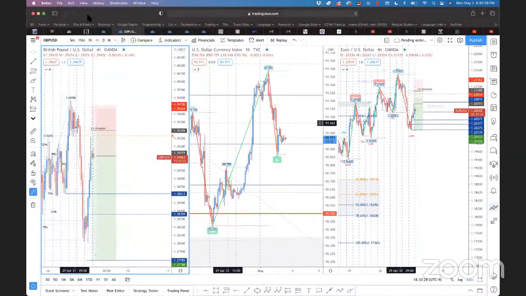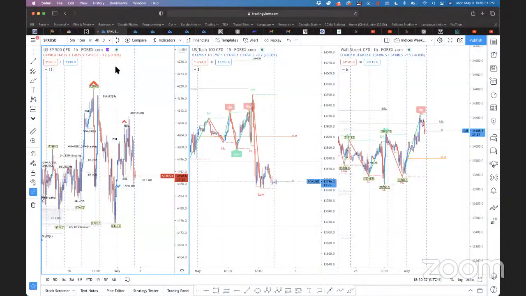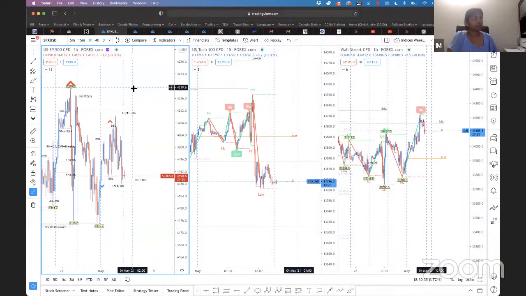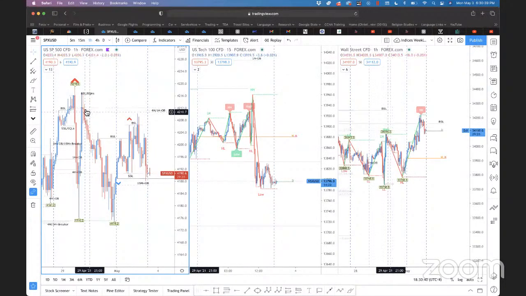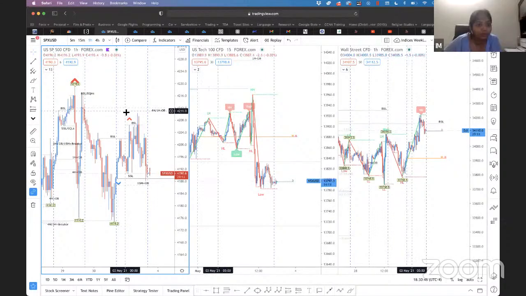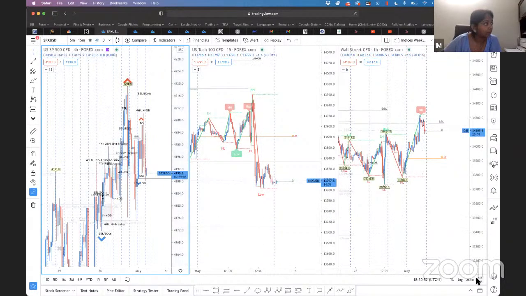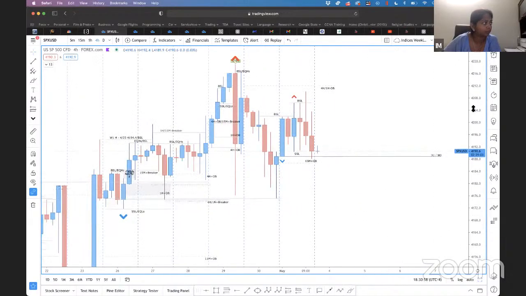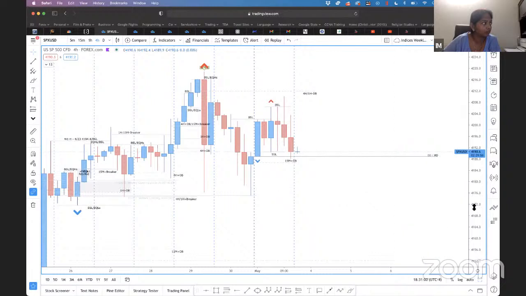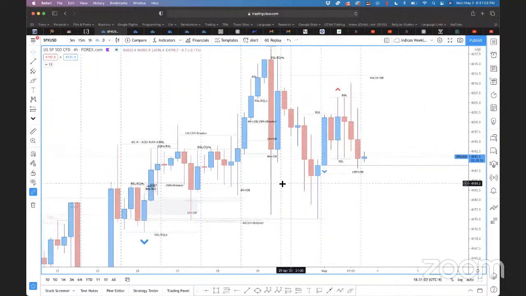Reason for Friday drop. You talking about on SPX, Anna? Yes. I don't know. Let's see. This is Friday. Go on 4 hour. You talking about this drop right here, or this whole day? Whole day actually.